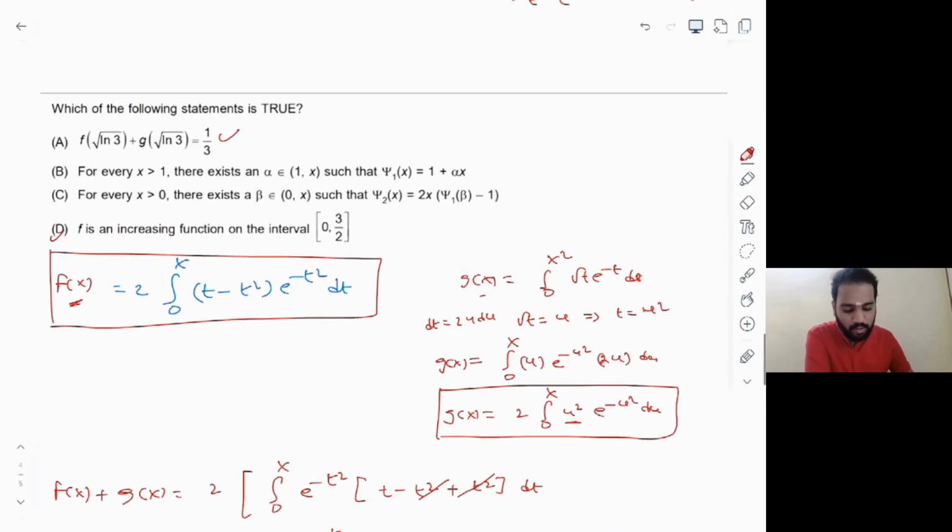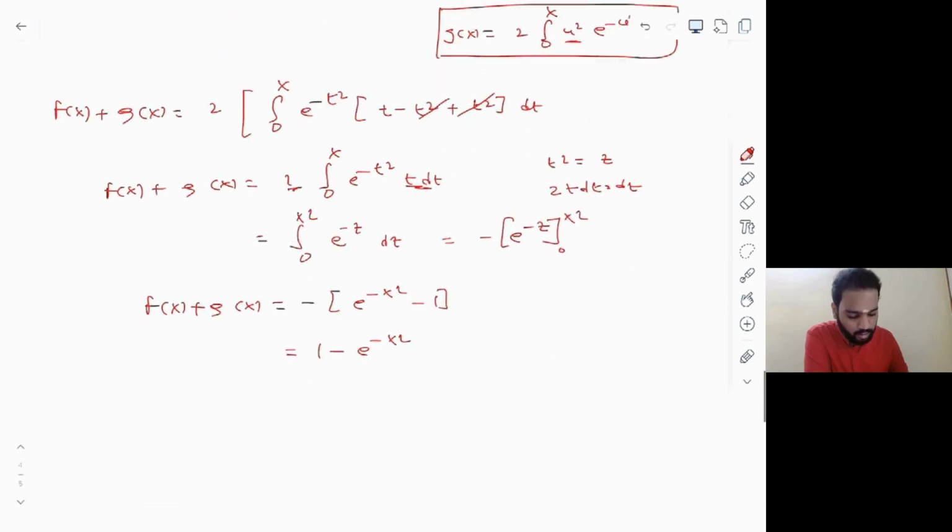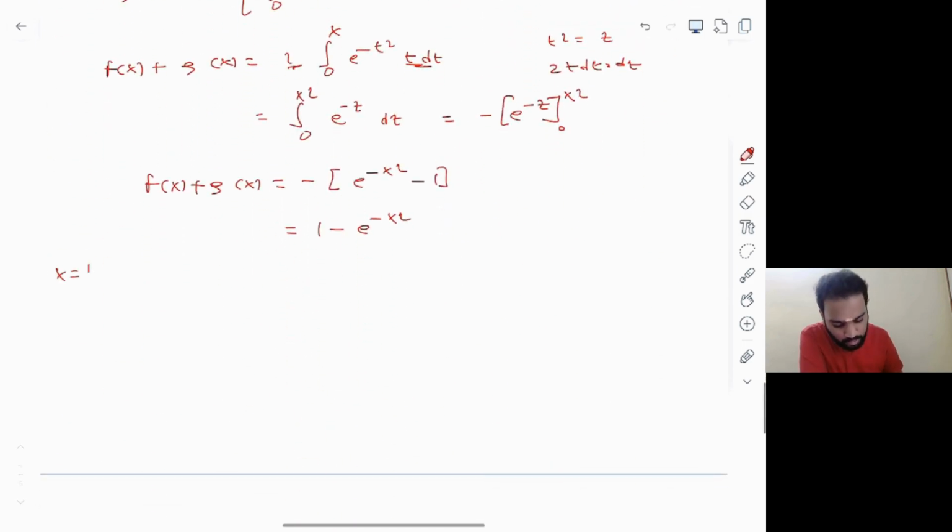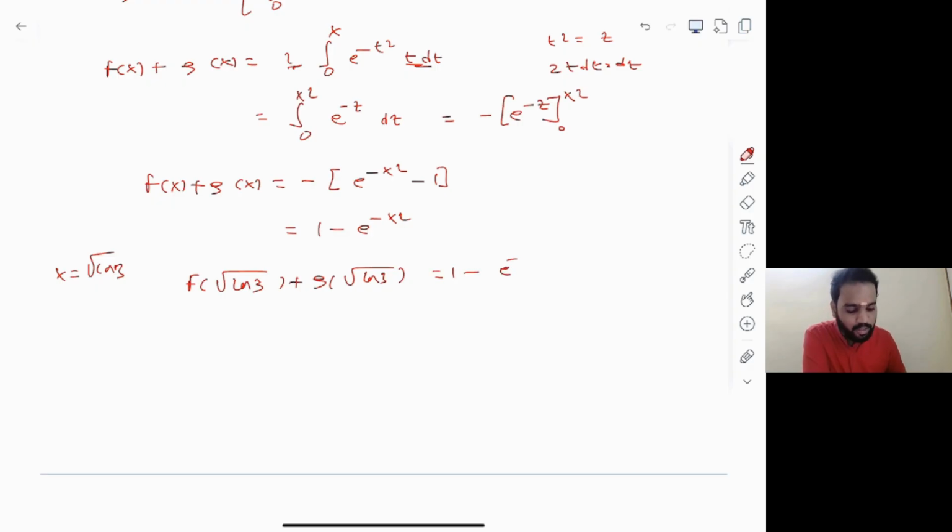Now you look at option 1. We want f of square root of ln3, right? So you can put x equal to square root of ln3 to verify option 1 here. f of square root of ln3 plus g of square root of ln3 should be equal to 1 minus e to the power of minus square root of ln3 whole square, which will be ln3. Okay. And finally, what is the value that we are having here? e to the power of minus ln3, which is 1 by 3. So 1 minus 1 by 3 is equal to 2 by 3.